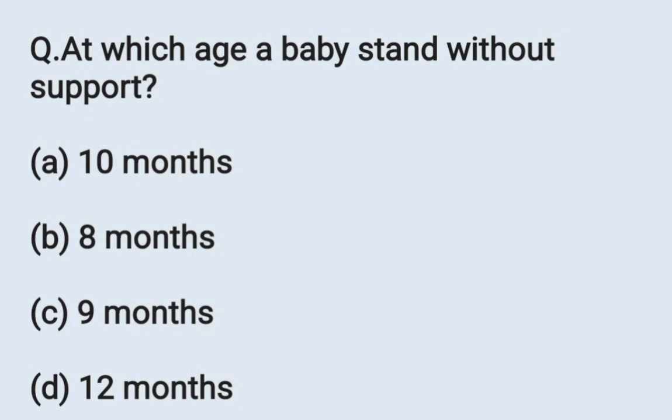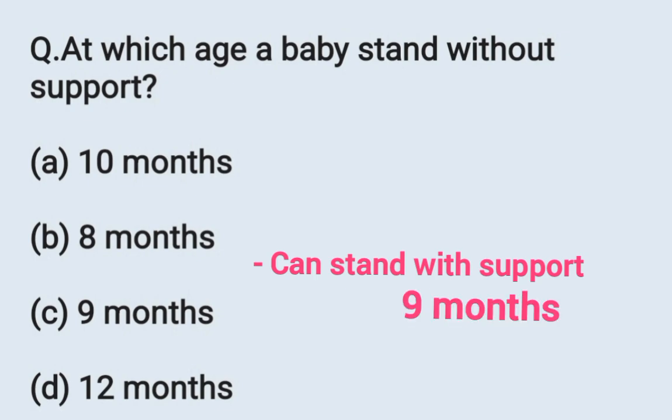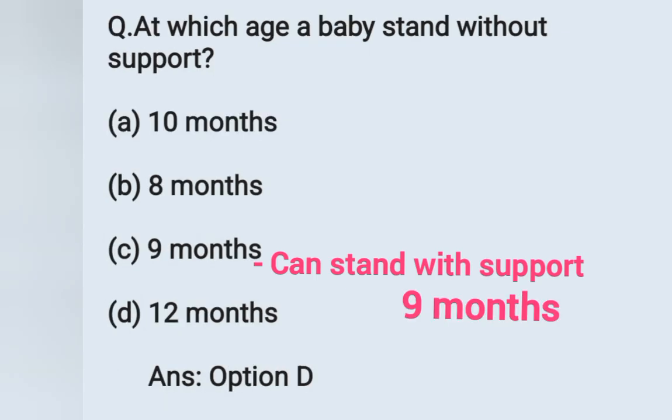Question: at what age can a baby stand without support? It is at the age of 12 months, or by the age of 1 year. A baby can stand with support by the age of 9 months.